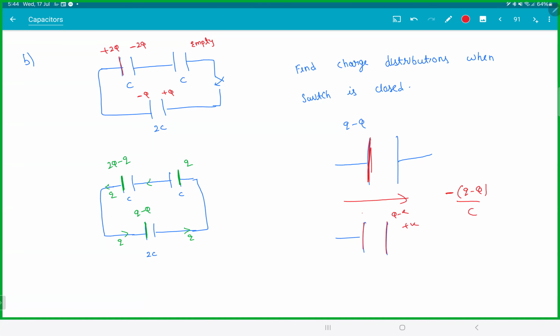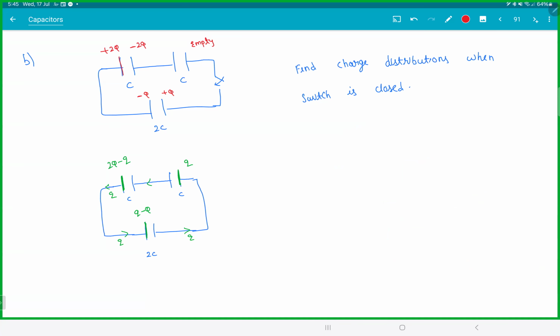Now you're going from negative to positive plate. So what is the potential difference? Plus Q minus Q by C. Take the minus sign common: Q minus Q by C. Isn't it the same? Are you getting the point? So it doesn't matter whether you assume that as a negative plate or positive plate, the science will take care of it.